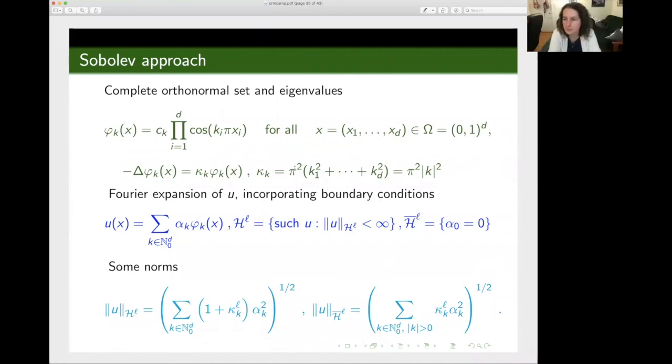That's okay, because you said that the boundary conditions are contained in your spaces. Of course, that's only true if L is high enough, right? For example, for L equals 1, there is no boundary condition contained. Right. Yeah.